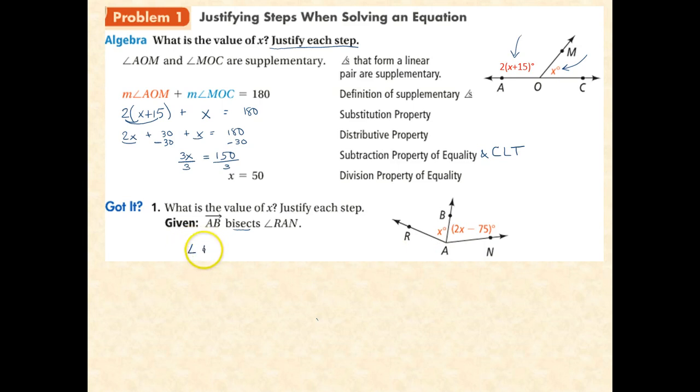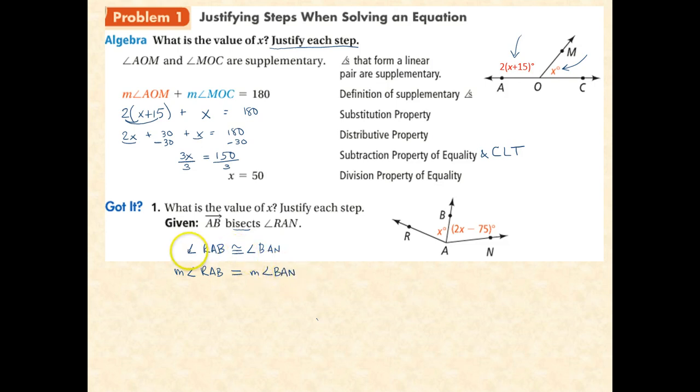angle RAB is congruent to angle BAN. And congruent angles have the same measure. So we know that the measure of angle RAB equals the measure of angle BAN.